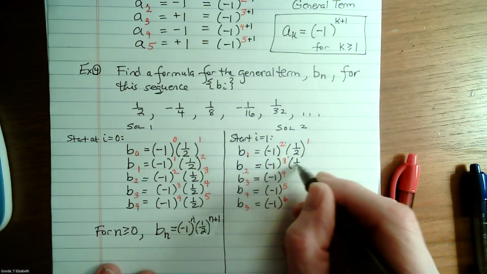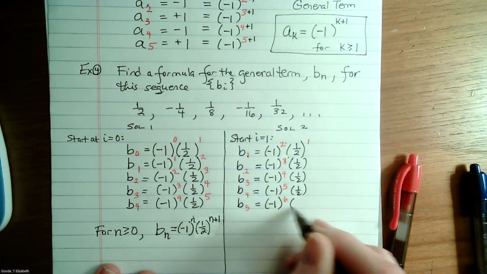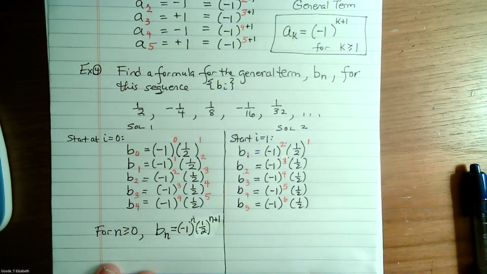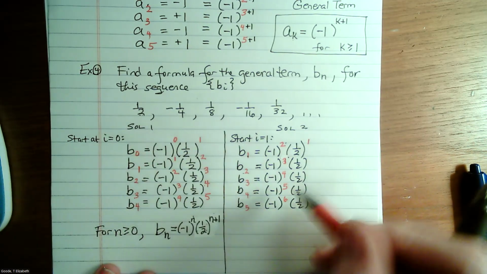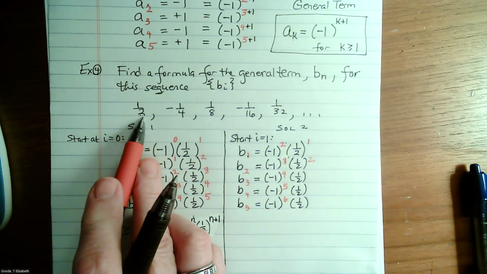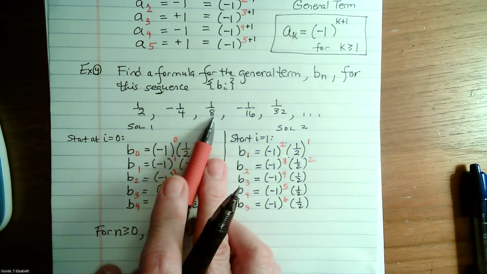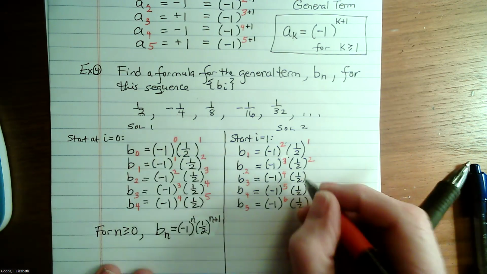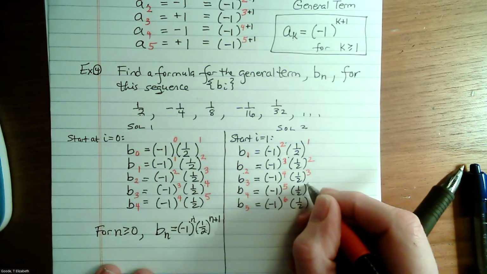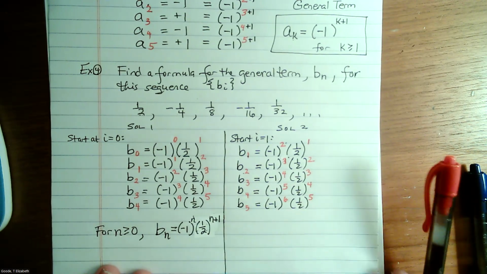But it looks like for all of these, the correct exponent to give the magnitude, the number part, is going to be just the exponent of the indexing number. And that's right, because if this is B1, that's 1/2 to the 1. If this is B2, that's -1/2 squared. If this is B3, that's positive 1/2 cubed. And then it'd be -1/2 to the 4th and positive 1/2 to the 5th.